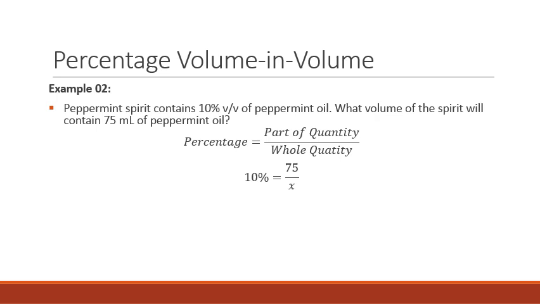volume of the preparation. So 10% is the rate per 100, so 10 upon 100 is equal to 75 upon x. If we adjust the value, x will be equal to 75 into 100 divided by 10. The answer is 750. So with 75 ml of peppermint oil, we can make 750 ml of the 10% peppermint spirit.